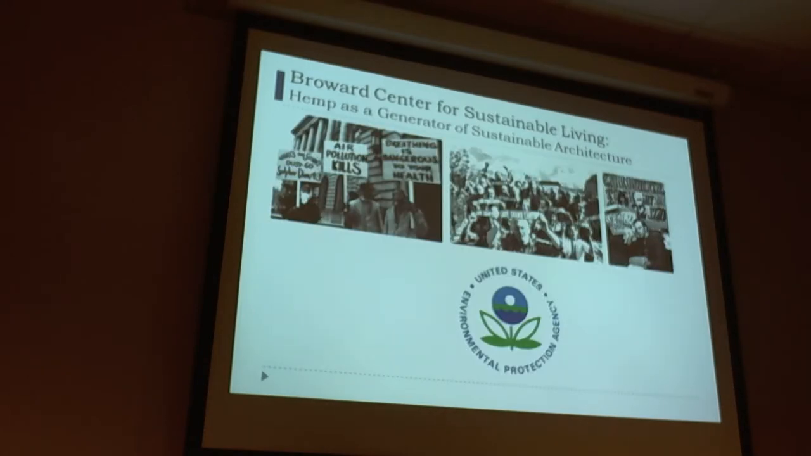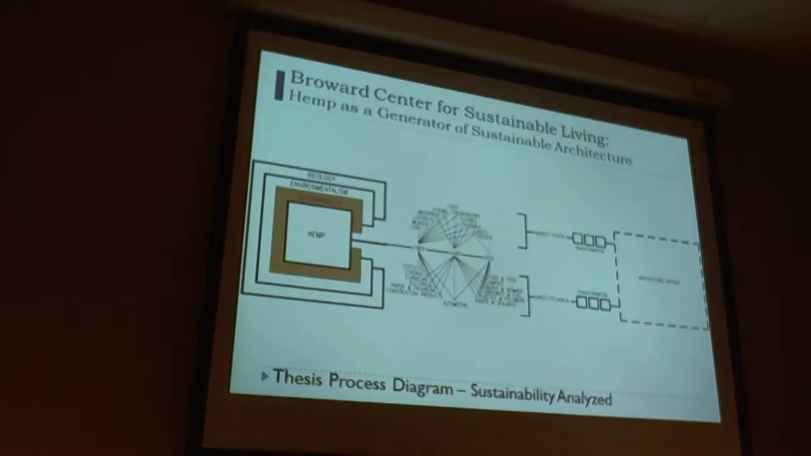As we see in this slide, masses of people were concerned about the environment, which influenced the development of the Environmental Protection Agency in 1970. The movement to protect and take care of the environment took place in the 1960s and 1970s, even to this day. So we move into the era of sustainability.